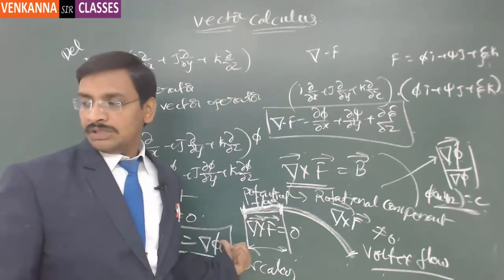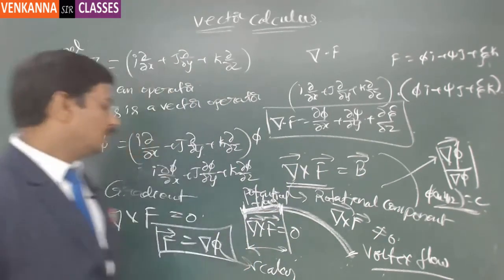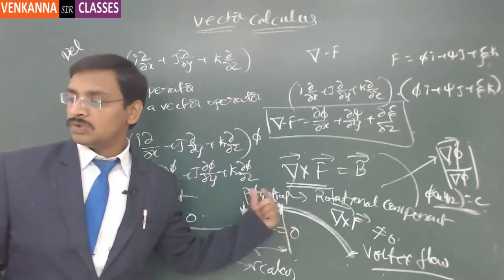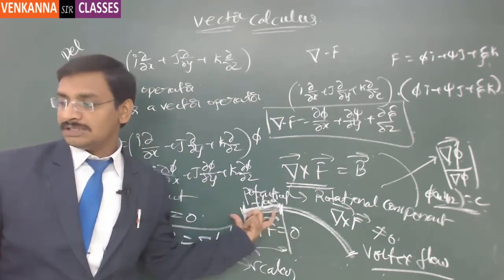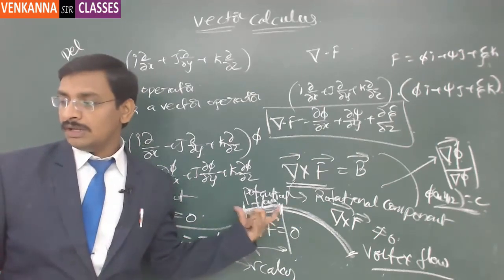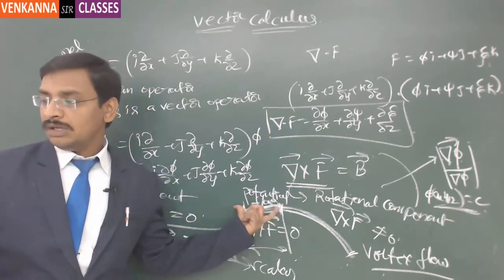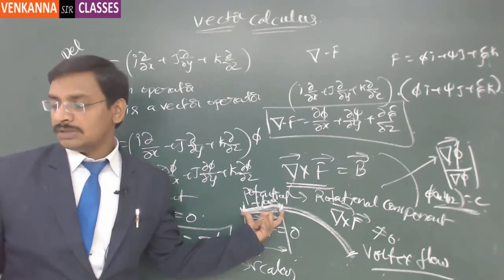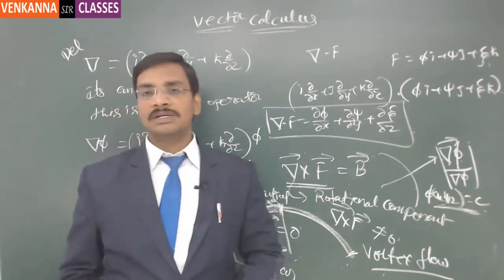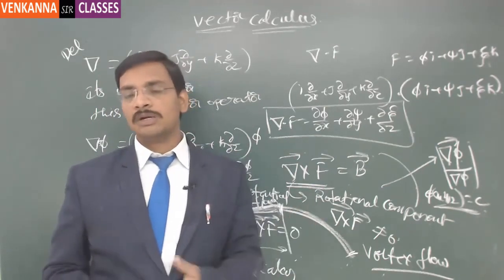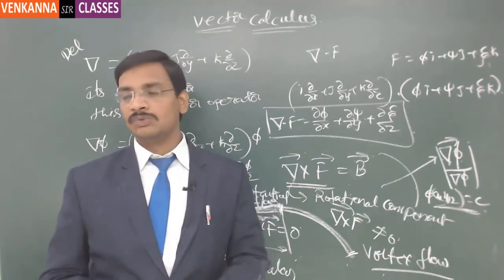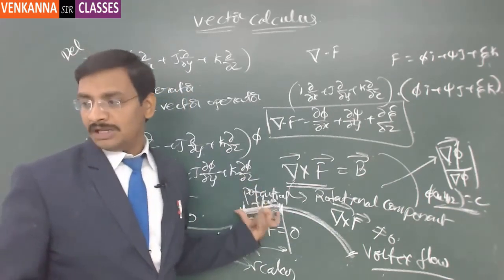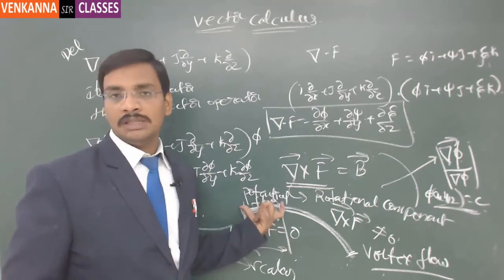This scalar you are able to define only if del cross F is equal to 0, where there is no curly flow, where there is no rotational component of the flow. That is why you can define a scalar which will define the potential between these two points. There is a proverb in English: water always flows from top to bottom, because there is a potential difference between these two. That is the analysis we are going to adapt here. It will be a straightforward linear motion. So this flow is called the potential flow.